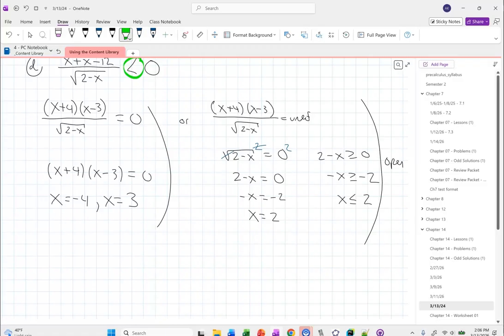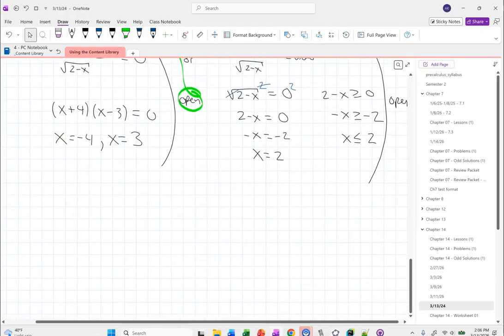Since it's a strict less than, this should be open or closed? Open. Or equal to is closed. Strict is open. Everybody okay? All right, let's piece this together now.